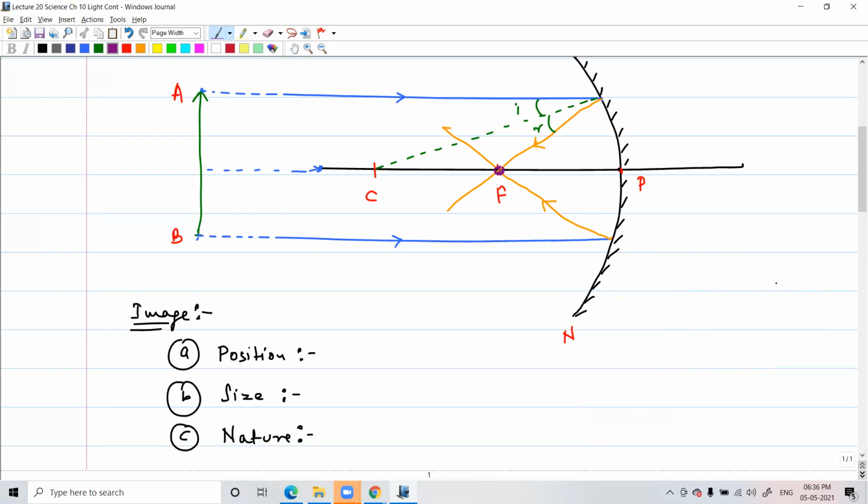Fine. So position at the focus, size highly diminished, which we also call point size for this one because it's as small as a single point.